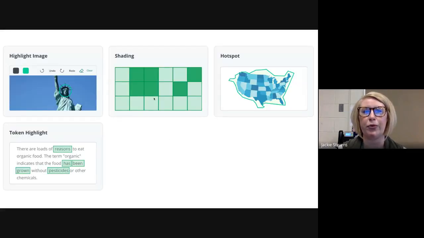Shading, if you're looking at proportions, highlighting the correct spots on images, having them click on a specific map on a hotspot, having them click on a specific section of a sentence. I've used independent and dependent clauses, and they have to click on the side of the sentence that is the independent clause.